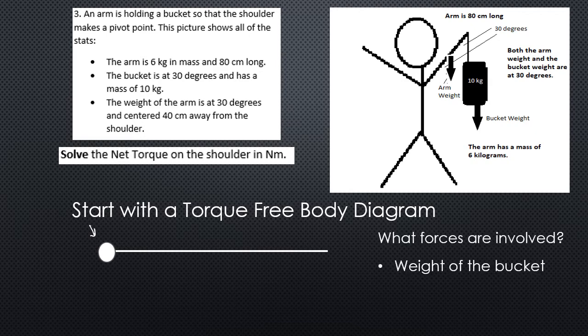Then we've got the forces involved, such as the weight of the bucket, which is at an angle of 30 degrees relative to the arm, and the weight of the arm itself, which we're going to assume is symmetrical. Obviously, different parts of your arm have different weights, so that's not the best assumption ever. But we don't really have a way to account for that mathematically with the information provided.